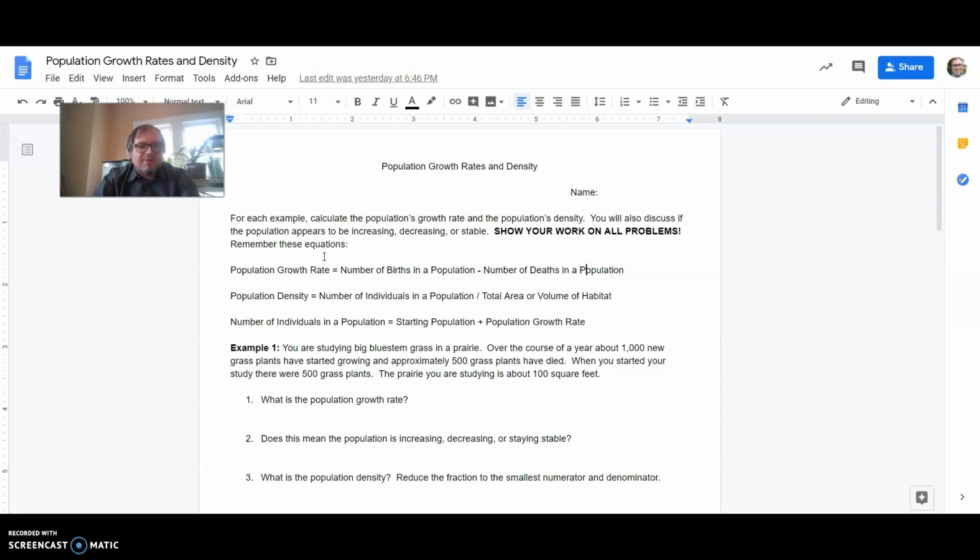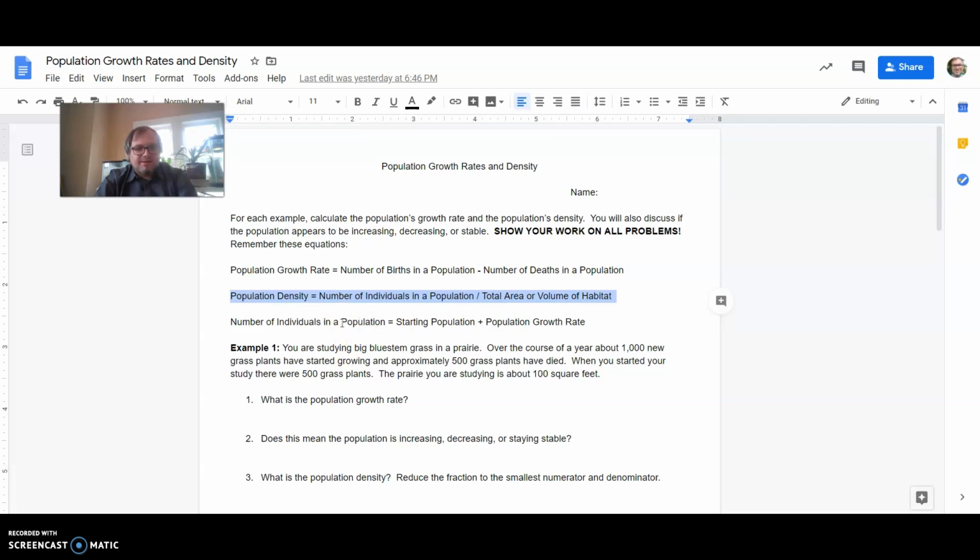Population growth rate is the number of births in a population minus the number of deaths in a population. So that one's pretty simple, just a simple subtraction problem. Population density is the number of individuals in a population divided by the total area or volume of habitat. And you can set up the fraction for this one. I don't need you to actually go ahead and divide it because we're not interested in the number that results from doing that division problem. But we do want to try to reduce these fractions as much as possible in terms of the numerator and denominator that we're looking at.